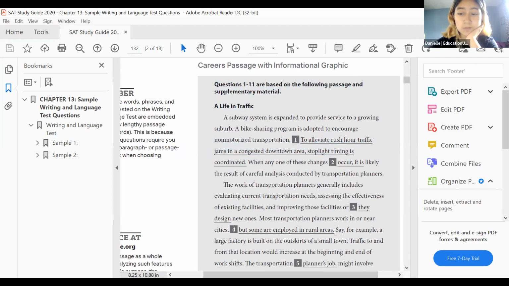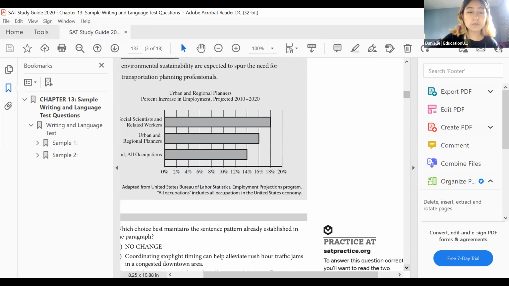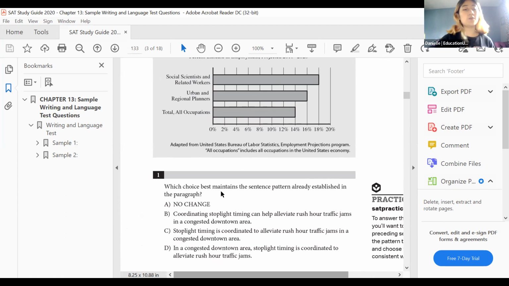The first question has to do with this section: To alleviate rush hour traffic jams in a congested downtown area, stoplight timing is coordinated. Let's survey the questions first. Which choice best maintains the sentence pattern already established in the paragraph? A is no change. B, coordinating stoplight timing can help alleviate rush hour traffic jams in a congested downtown area. C, stoplight timing is coordinated to alleviate rush hour traffic jams in a congested downtown area. D, in a congested downtown area, stoplight timing is coordinated to alleviate rush hour traffic jams.